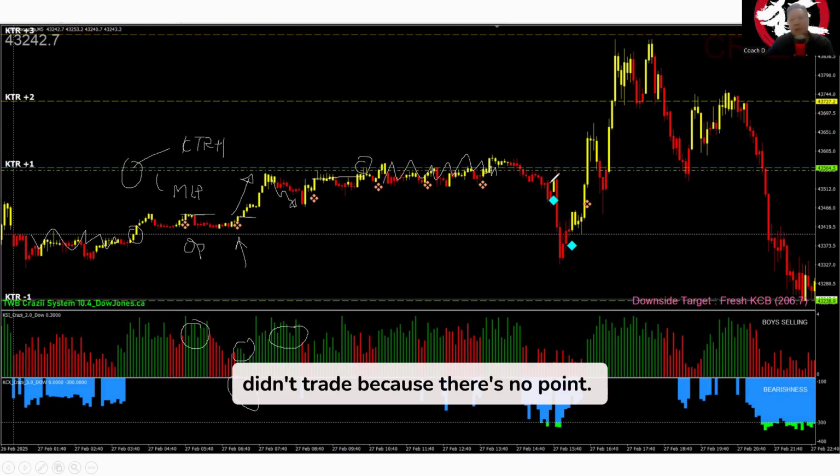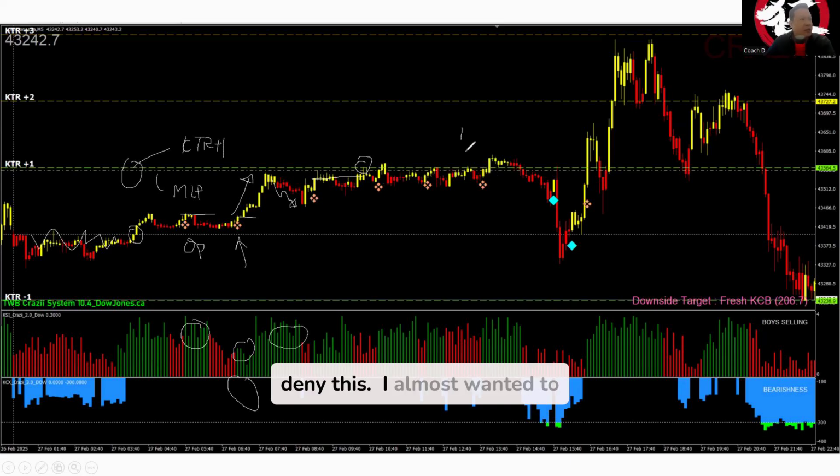I didn't trade because there's no point. Now at this junction here, I don't deny this, I almost wanted to buy here because it crosses the KTR +1 very nicely. But I'll be honest, I was a bit busy, so I missed this buy. And when I came back, it was already below the line, so I just gave it a miss.